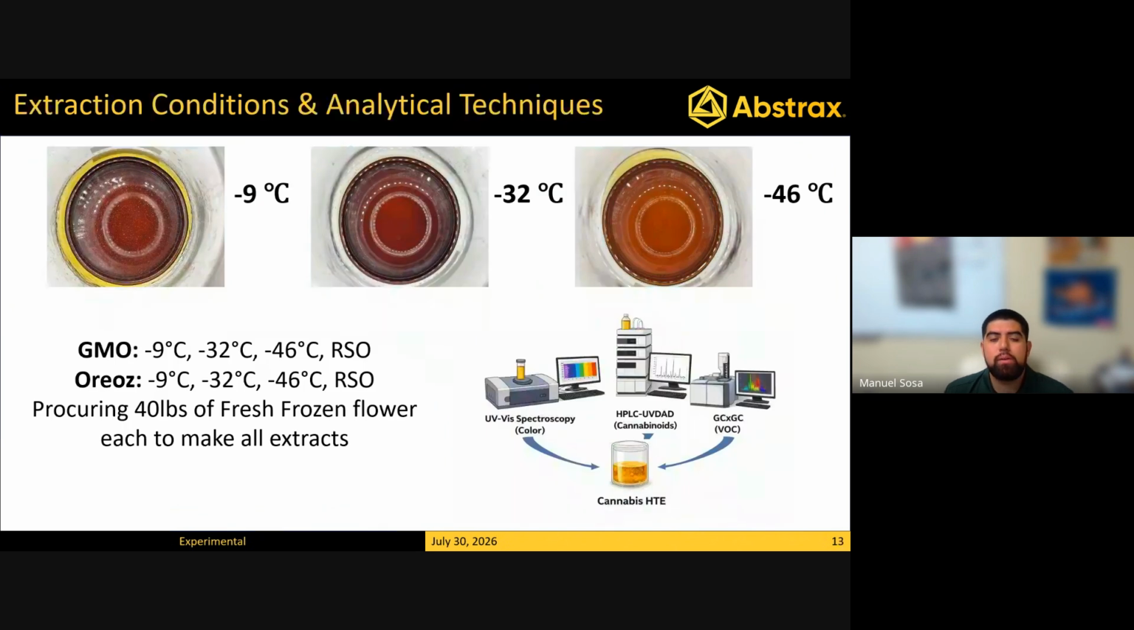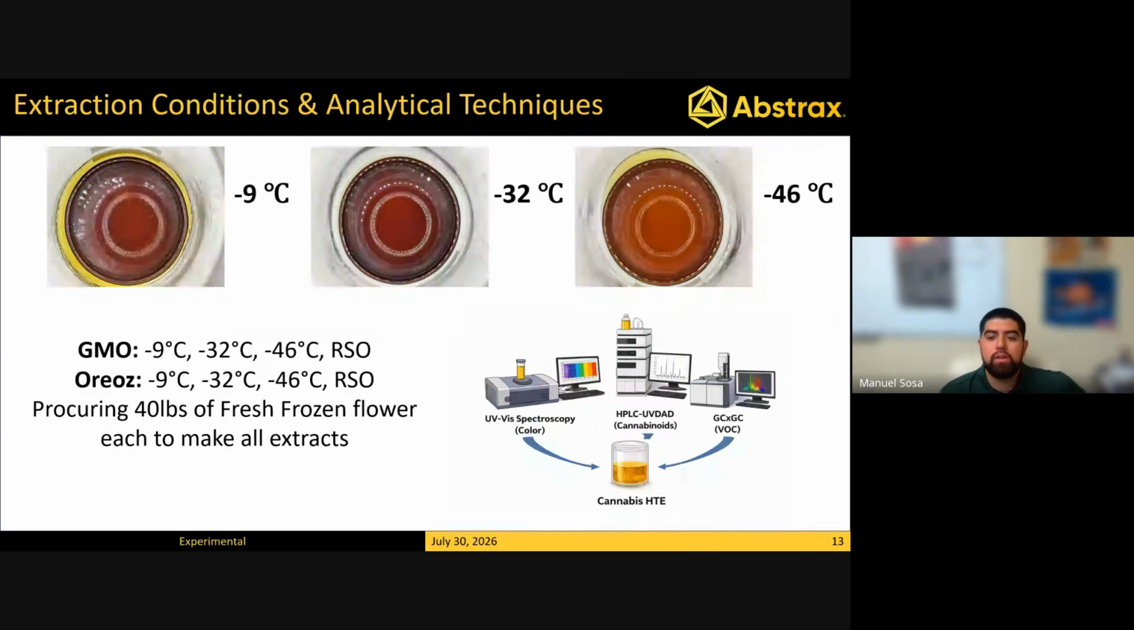The extraction condition we were looking into was temperature, chilling our butane down to three different temperatures. Our hottest temperature was negative 9 degrees Celsius, our middle temperature was negative 32 degrees Celsius, and our coldest temperature was negative 46 degrees Celsius. I know it looks weird in Celsius, but in industry standards, a lot of them use Fahrenheit. So that converts to 15 degrees Fahrenheit, negative 25 degrees Fahrenheit, and negative 50 degrees Fahrenheit for your coldest. We did this across GMO, Oreos, and also used leftover material to make Rick Simpson oil with all of these.